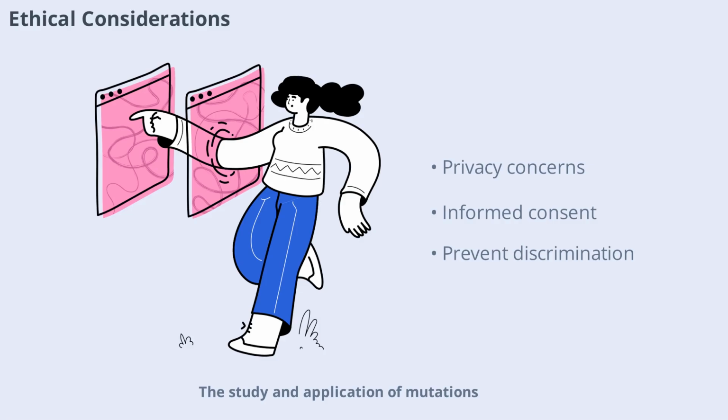The study and application of mutations and polymorphisms raise important ethical questions. Issues include privacy, consent, and the potential for genetic discrimination.